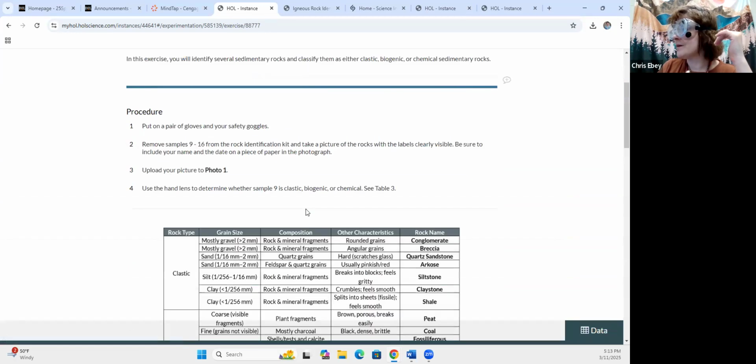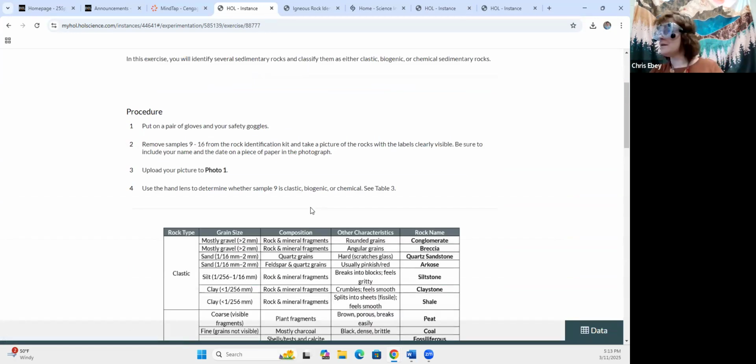Sedimentary rocks. So remove them from the kit, take a picture, put them back, and for me, you don't even have to do that. Just take a picture of what's going on in the kit, and that'll be sufficient.